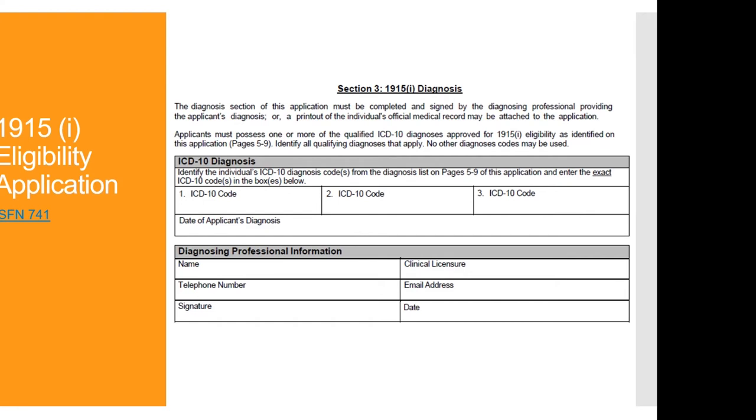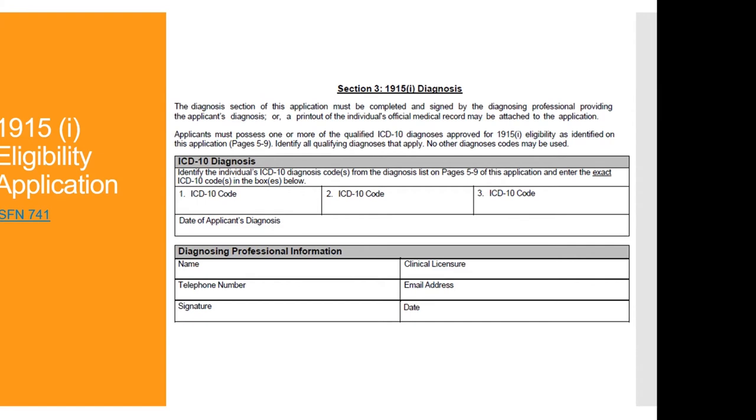I did want to make a note too that in lieu of this section on the application, it is appropriate to submit a printout from a person's electronic health record showing that their diagnosis is on there. We made that change pretty recently. We were finding a barrier to getting these clinicians' appointments; people are months and months out with appointments. So any electronic health record printout that shows that diagnosis will suffice for this section.